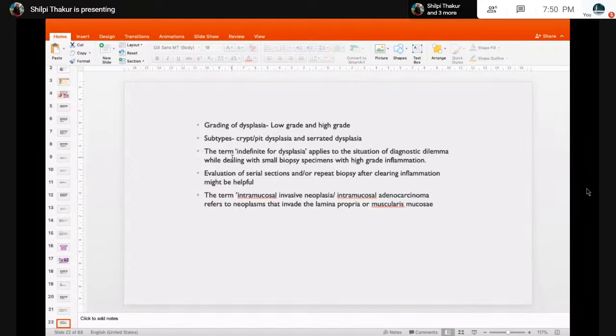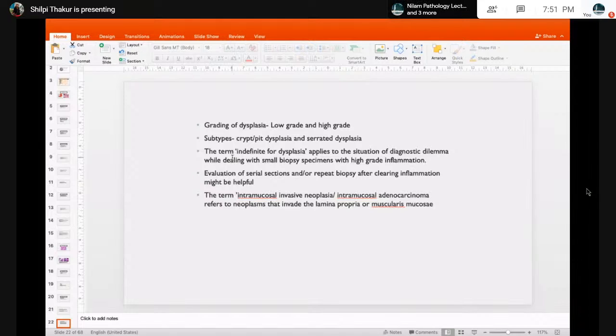For such a situation, either we can evaluate the serial sections and see whether we are seeing any kind of dysplasia or not, or the best option would be to repeat the biopsy after clearing the inflammation. Either of these could be helpful. If the first one is not helpful, then obviously the repeat biopsy is a much better option.